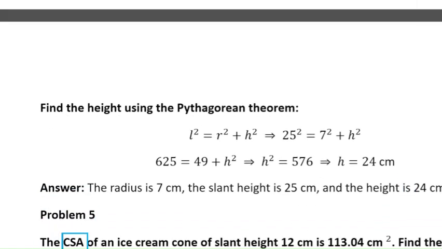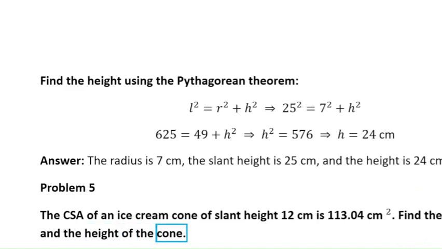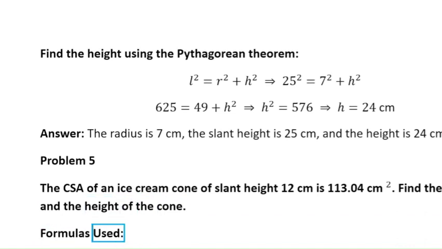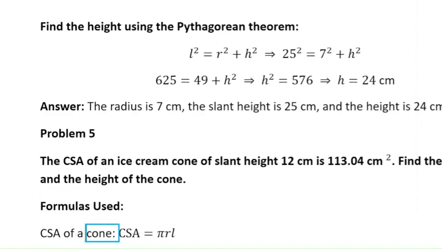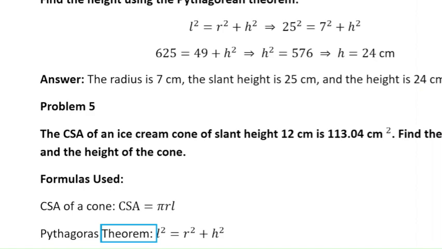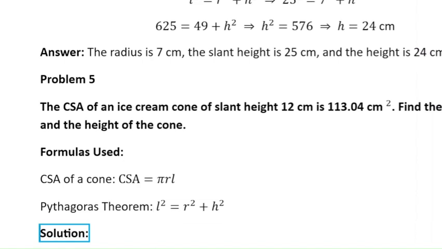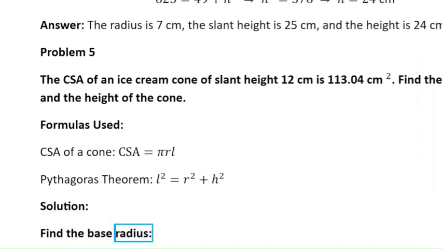Problem 5. The CSA of an ice cream cone of slant height 12 centimeters is 113.04 centimeters squared. Find the base radius and the height of the cone. Formulas used. CSA of a cone, CSA equals πrl. Pythagoras theorem, l squared equals r squared plus h squared. Solution. Find the base radius.